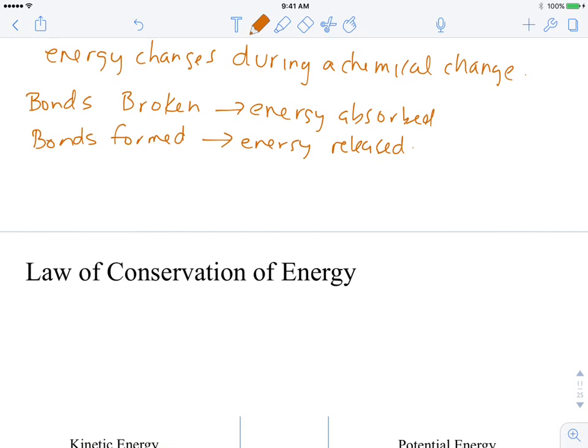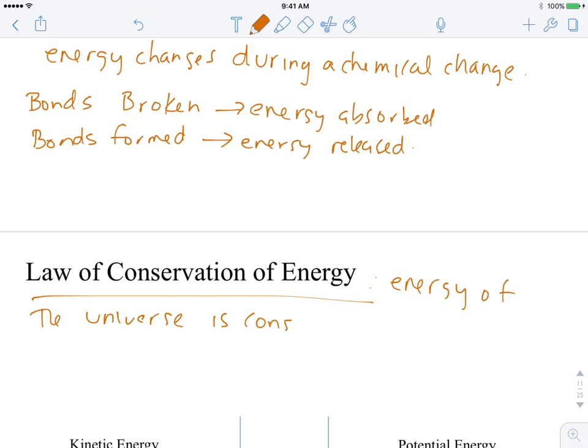Now, in all chemical and physical changes, there's the law of conservation of energy. This says that the energy of the universe is constant, meaning it doesn't change. You can transfer energy, but you cannot create or destroy it.